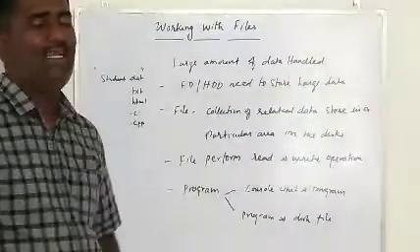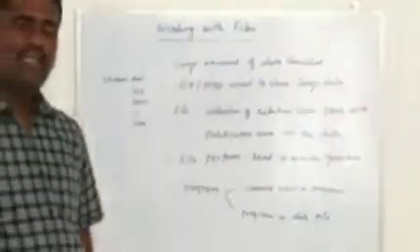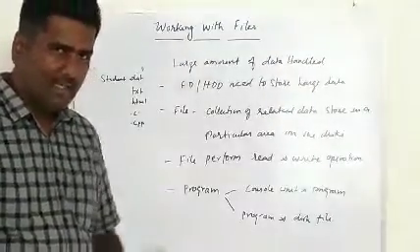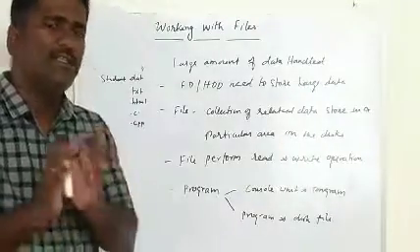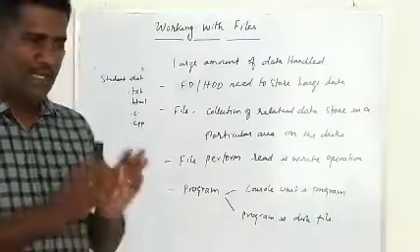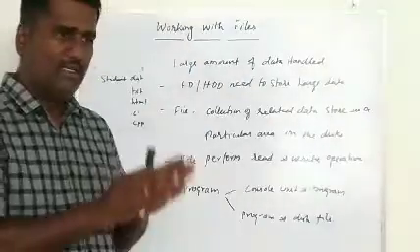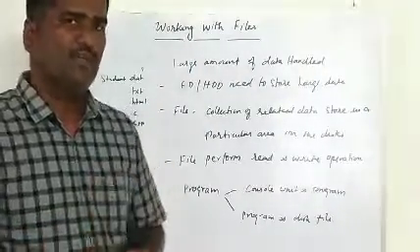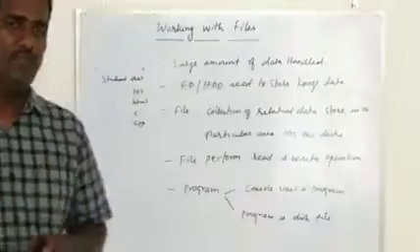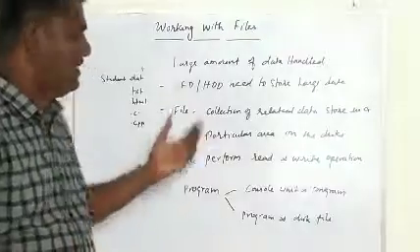What is meant by a file? A file is a collection of related data. Everything is stored in a particular area on the disk. So a large amount of data is stored in a file. That file is nothing but a location on the disk space, and that location is given one name. That name is called the file name.